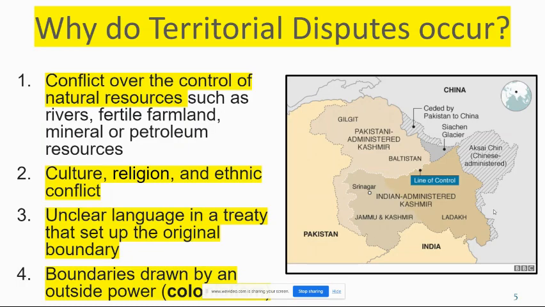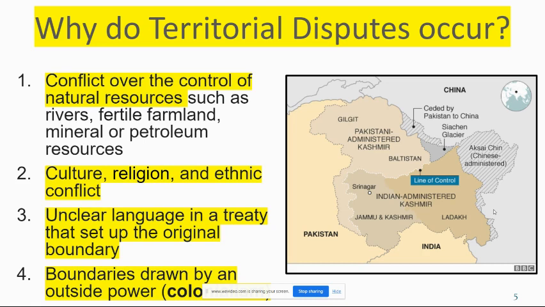So why do territorial disputes occur? Once again, please write down anything that you see in yellow here. There are lots of reasons why territorial disputes or border disputes occur. The first one is conflict over control of natural resources. If you have sovereignty over a country, you have control over its natural resources, so there's a fight for that control. Countries want to gain more control over natural resources, such as rivers, fertile farmland, mineral or petroleum resources, oil.